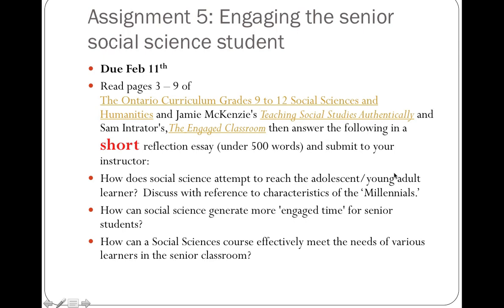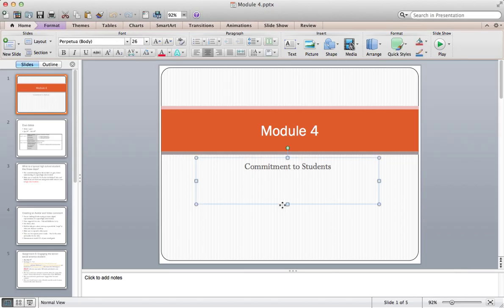What does a millennial learner need? What does engaged time mean in the classroom? How do we effectively meet the needs of the different styles of learners in our classroom? So I'm looking for a brief reflection. Short. See, red, bold, bigger, short. You can go on for thousands of words about this, I'm sure. I'm just looking for a short little reflection, so under 500 words, a couple of paragraphs is just fine for this. Alright, so that's Module 4.